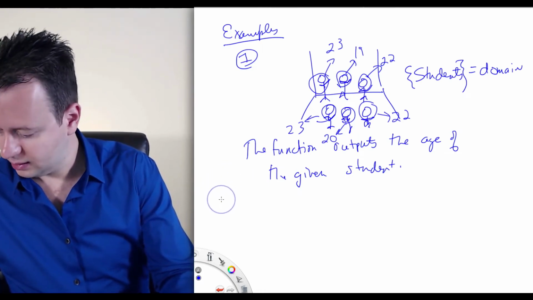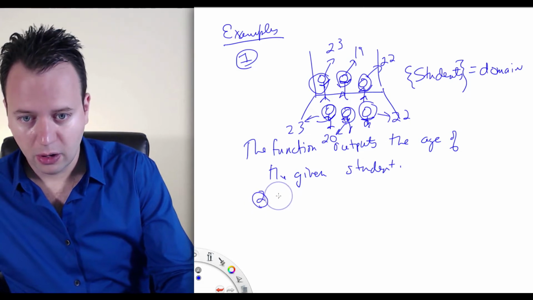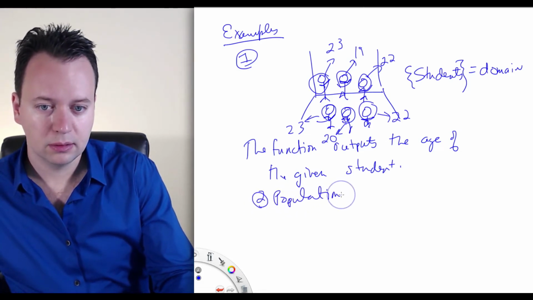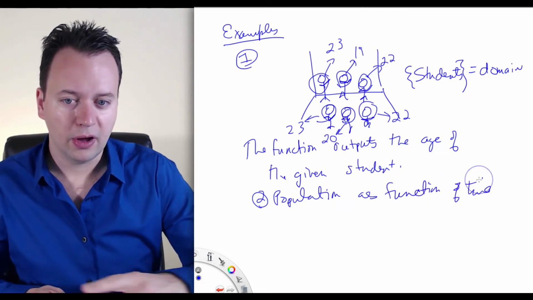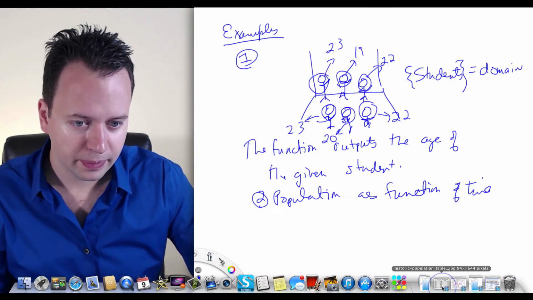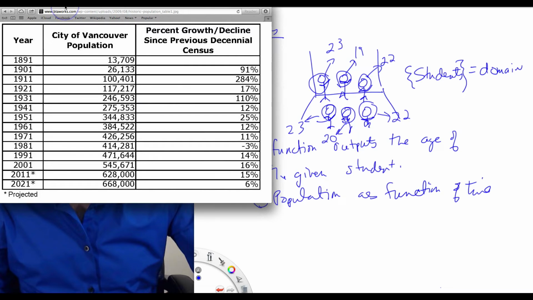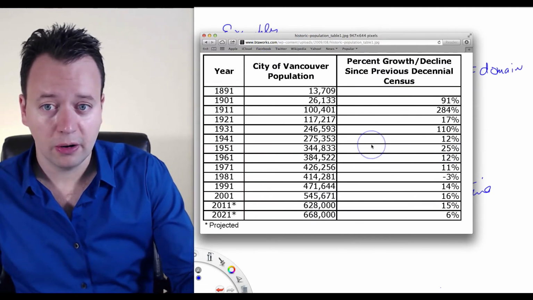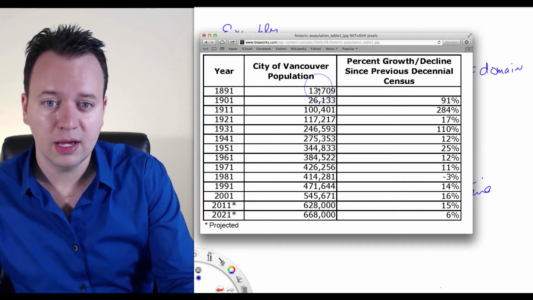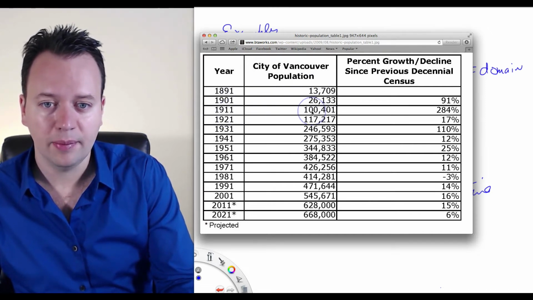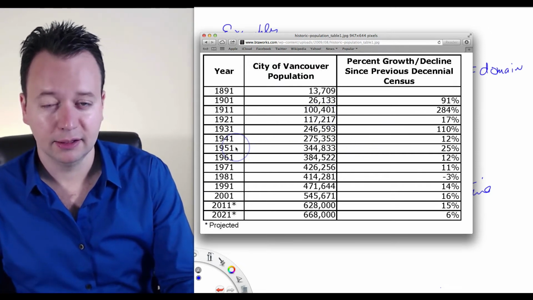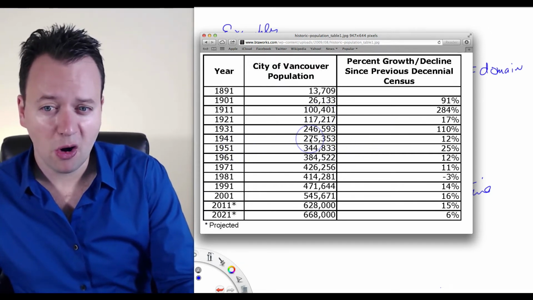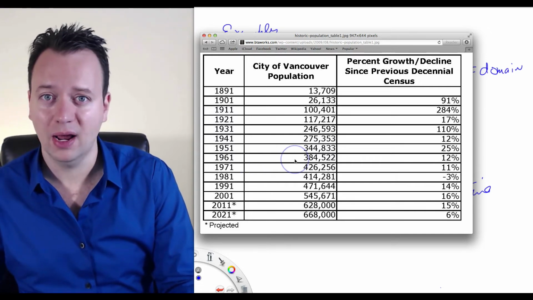Right? So the second example, I'll list these down here, would be population as a function of time. So I've got a chart, so let's see an example of a table. So this is population in Vancouver as a function of the year. So each year has associated with it a unique population. So in 1911, the population of Vancouver was 100,401. We'll just assume that these are all on January 1st of the year at midnight. So the population can constantly be shifting. But for every moment in time, there is a unique population for any given city.